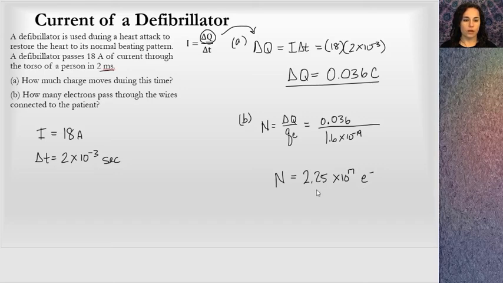So not quite a mole. We're not to a mole yet. But that would be the number of electrons that pass through that patient, through their nerves, through the body, through the heart, right? So that would be the number of electrons.